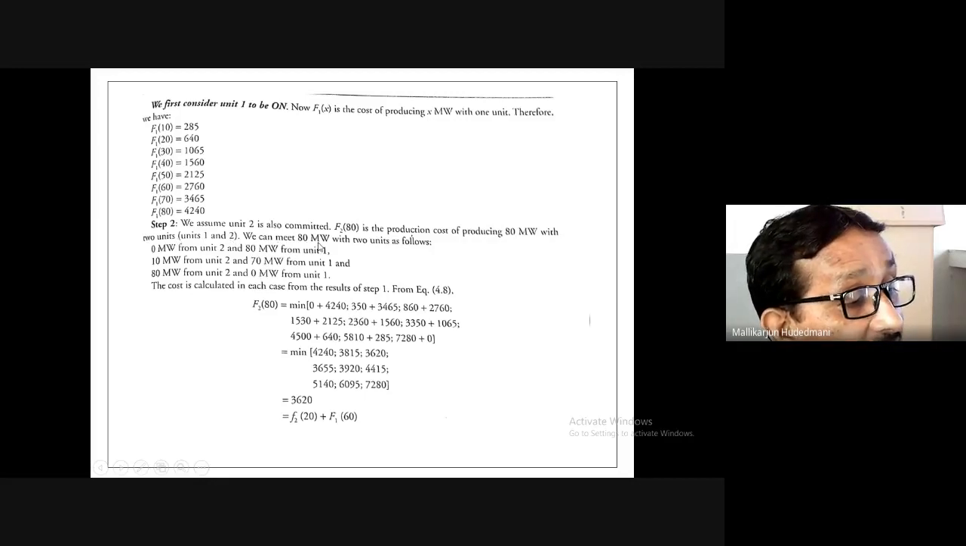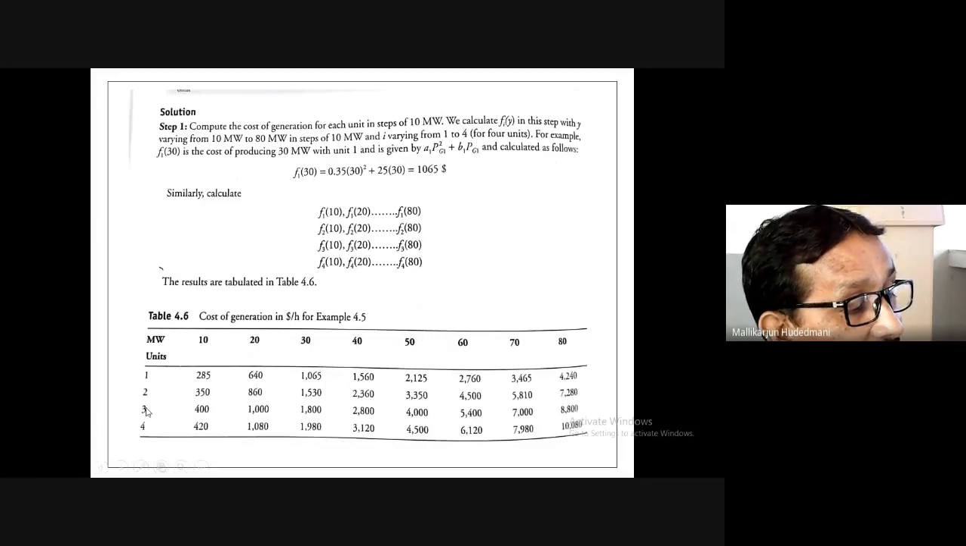We can meet 80 megawatt with different possibilities. How? 0 from unit 2, the whole 80 megawatt from unit 1. That is the first option. 10 megawatt from the second machine, 70 from machine 1, and so on. You can see, I just go back. When I combine 1 and 2, what are the possibilities?